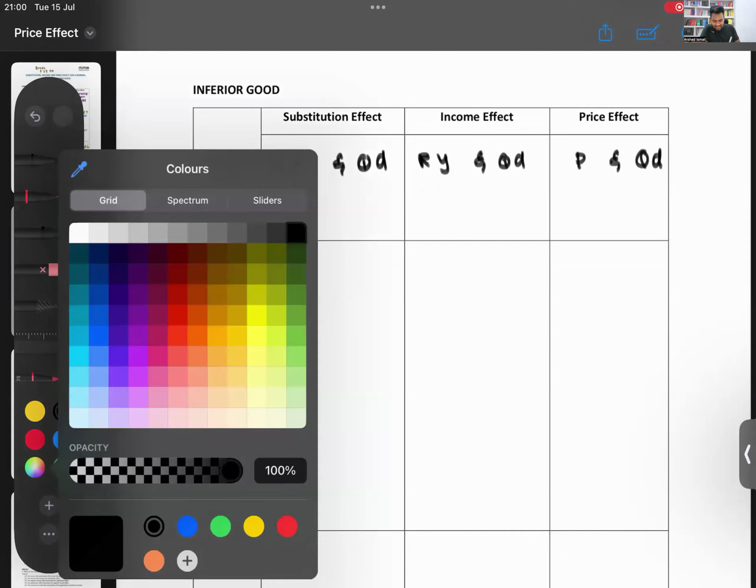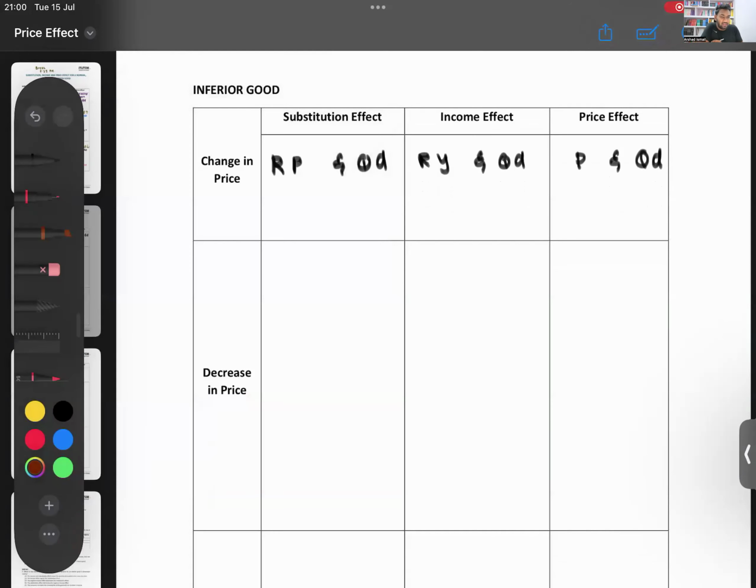For an ordinary good, there's nothing there. That's probably when they translate some papers from Tamil to Sinhala to English, they might come up. So they ideally will be referring to normal goods.